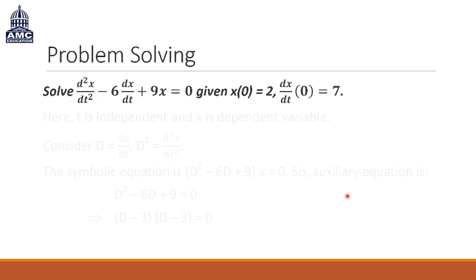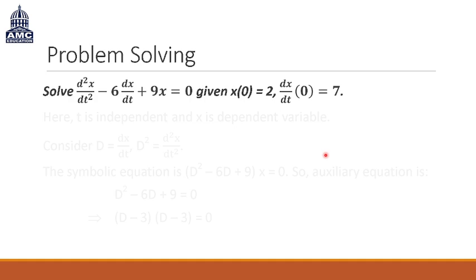All right, now the next problem says that d square x by dt square, from that we subtract 6 times dx by dt, and to that we add 9x, and that will give us 0. And there are two given conditions to us. So the method is exactly the same. The only place where we should be careful is while finding out which case this problem belongs to.